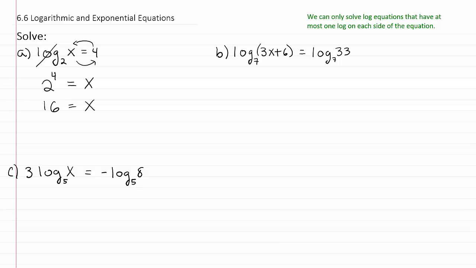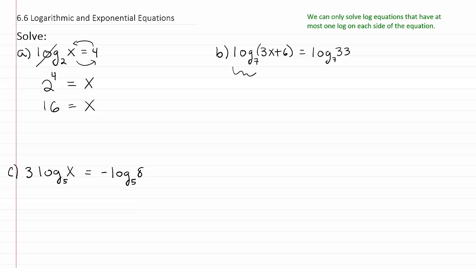All right, for example B, we have logs on both sides of the equation, so it's a little bit different. Instead of just having one log on the left-hand side of the equation, we have logs on both sides of the equation, but notice that the logs both have the same base, right? They both have a base of 7. That's important.